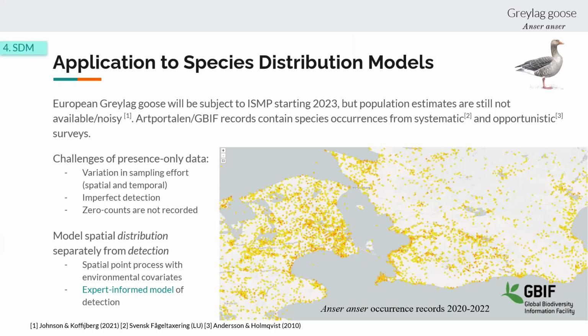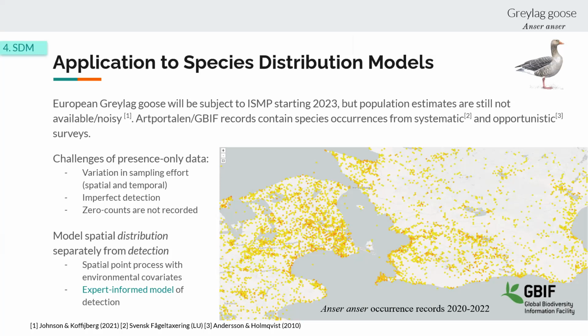So here are the spots where geese have been spotted between 20 and 22. The problem with this type of data, called presence-only data, is that it varies in terms of effort in sampling. Let's say places around the cities are heavily sampled, while places out in the wilderness are basically not sampled because people don't go there in their free time. And detection is imperfect because if you're not looking for geese, you're not going to spot them, and zero counts are never recorded. So what we're trying to do in this paper is complement with experts.